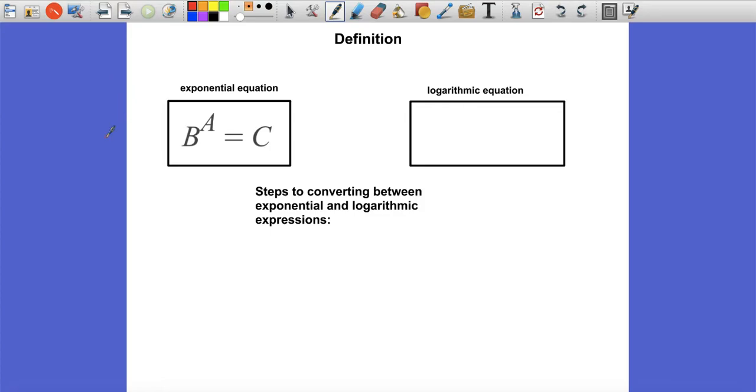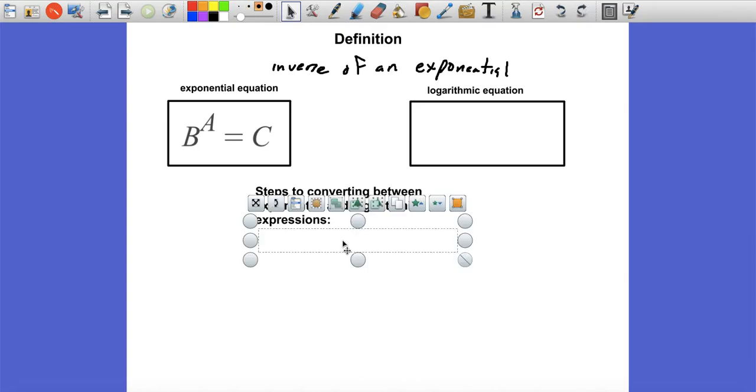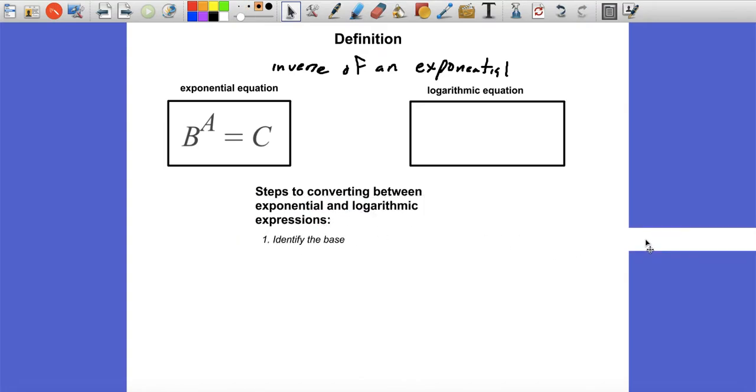All right, first of all, definition of a logarithm. Well, a logarithm simply is the inverse of an exponential equation. Inverse of an exponential. So if this is an exponential equation, there are certain steps that you can follow to convert any exponential into a logarithmic equation, or vice versa. So the first step, if you have this equation, b to the a power equals c, the first step is to identify the base.